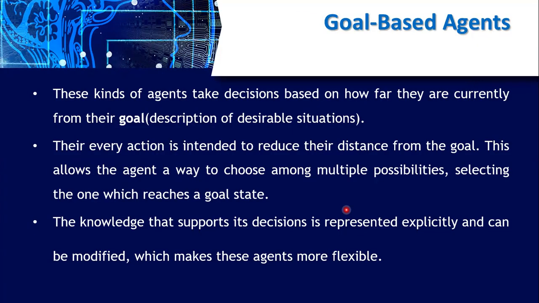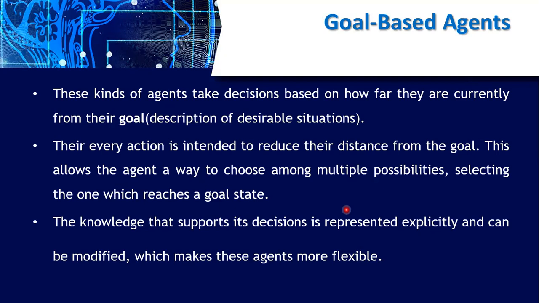Next is goal-based agents. These agents take decisions so that they can reach the goal state as soon as possible. For example, if you are a taxi driver AI, the goal of the AI agent is to reach the destination. For example, the driver AI agent starts from point A and wants to reach point B within 30 minutes. This is the goal.